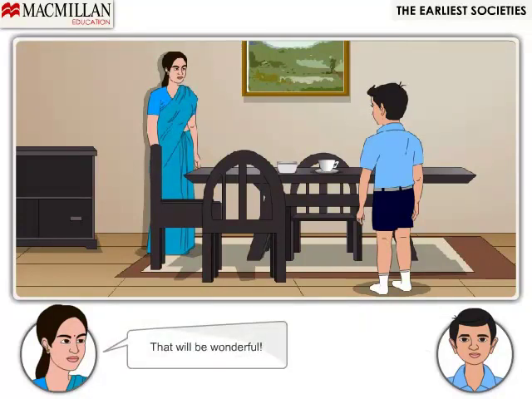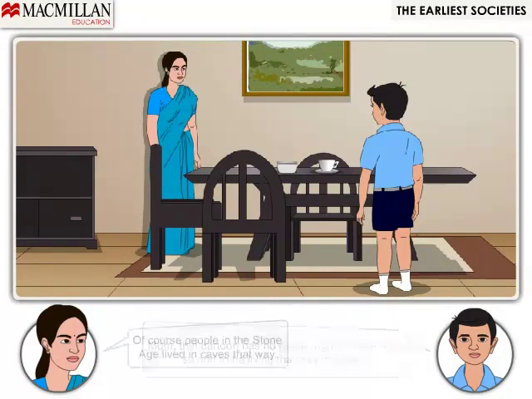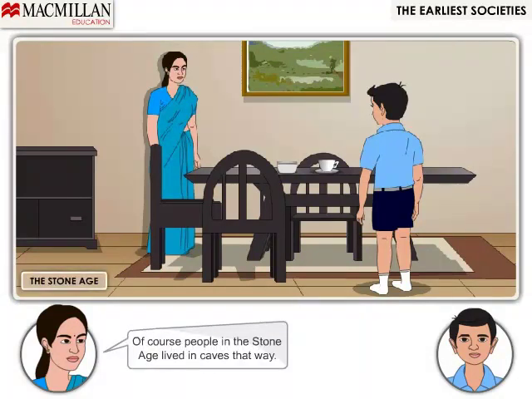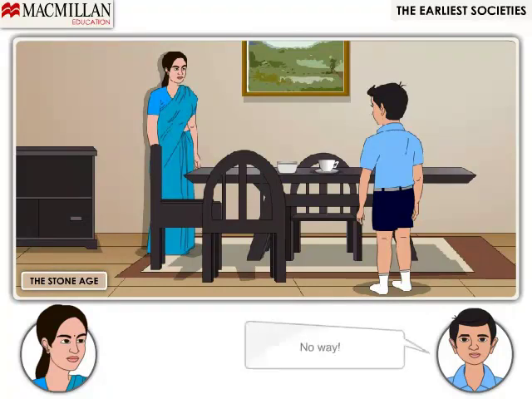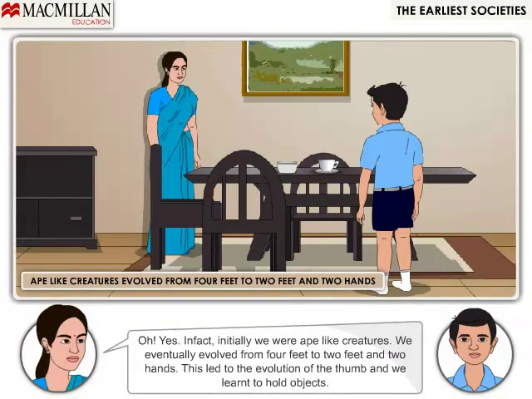That will be wonderful. Mom, that cartoon has no reality, right? I mean, it is so odd to be living that way in caves. Of course, people in the Stone Age lived in the caves that way. No way. Oh, yes. In fact, initially, we were ape-like creatures. We eventually evolved from 4 feet to 2 feet and 2 hands. This led to the evolution of the thumb, and we learned to hold objects.